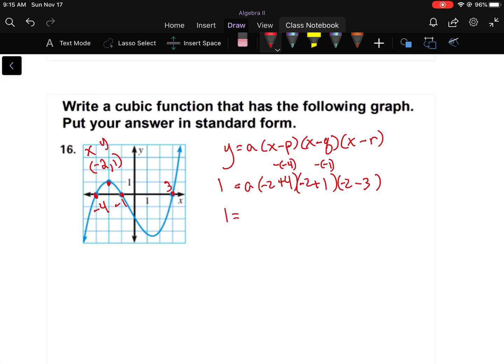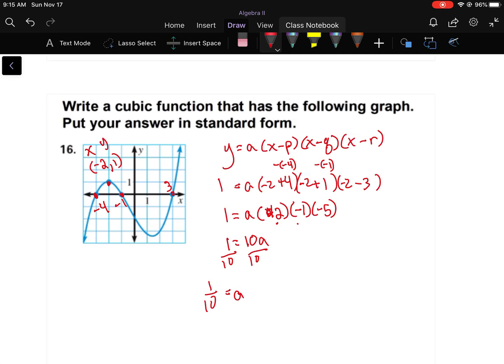Okay, so again, I'm going to go through and simplify my parentheses. Sorry, that's not 4, that's going to be 2. Negative 1, negative 5. So 1 equals 2 times negative 1, negative 2 times the negative, that's going to be 10a. Divide by 10, and my a value is 1/10.